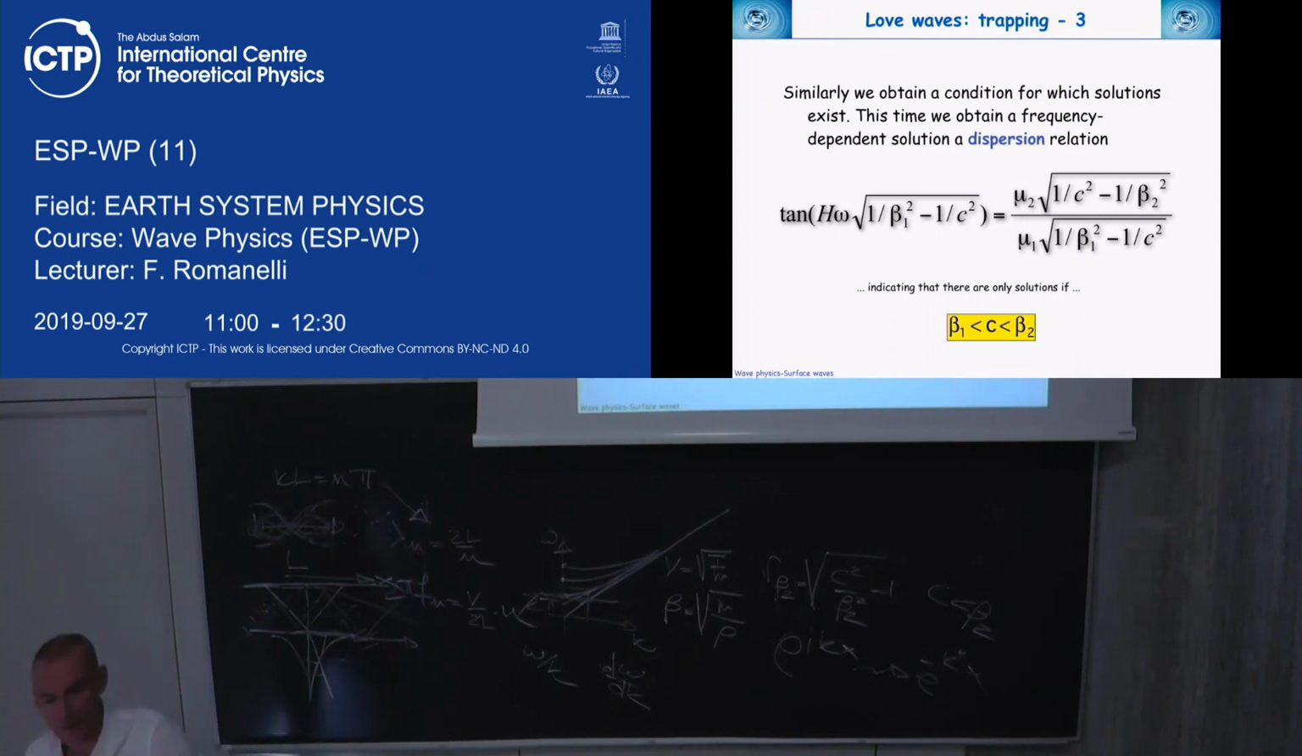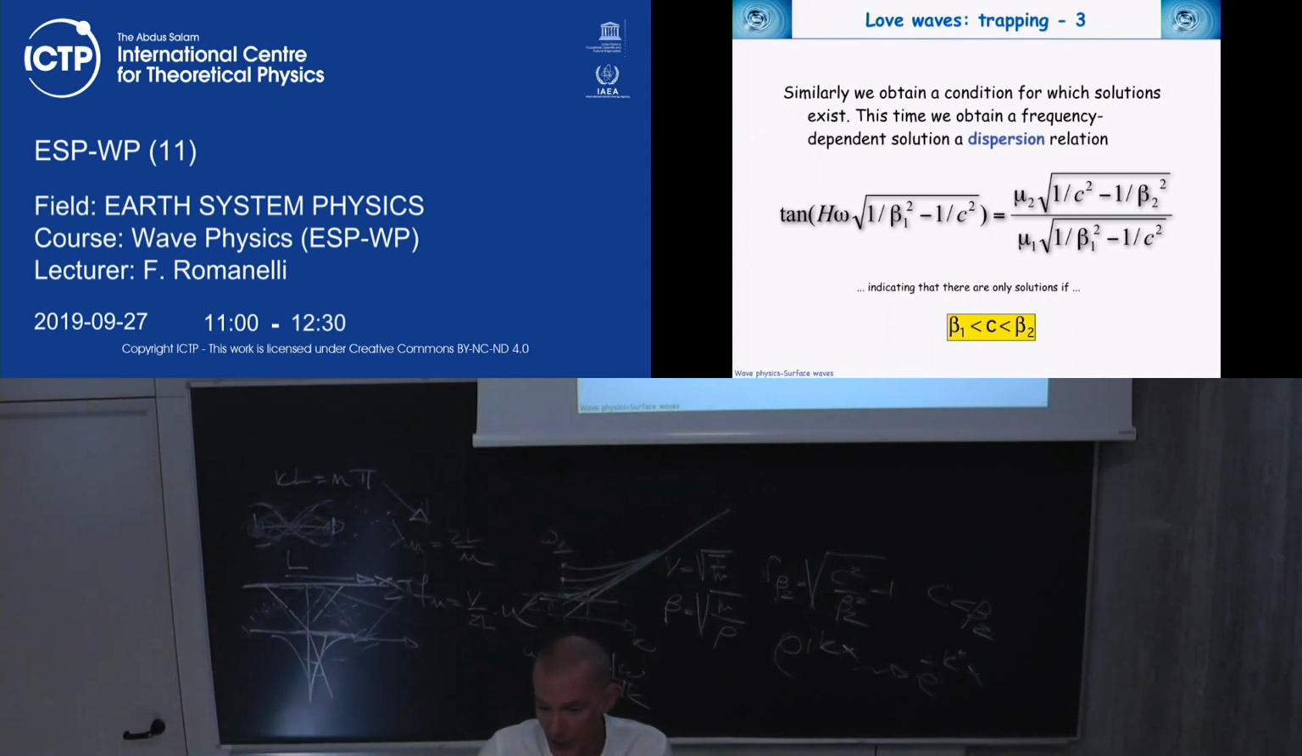Now let's play another game. Let's imagine now that the half space is empty. Mu2 is going to 0. Can the tangent be 0? Yes. Now the argument has to be n pi. And we're going back to the plate. So now you see that according to the ratio between mu2 and mu1, we're going to change from free to rigid and in the middle.